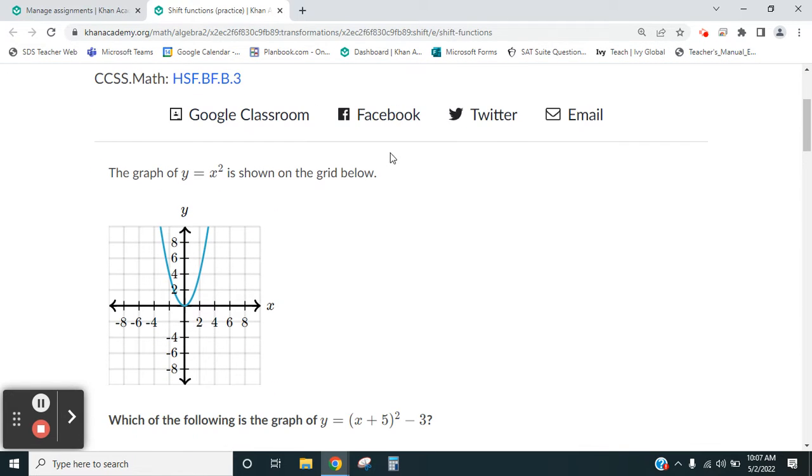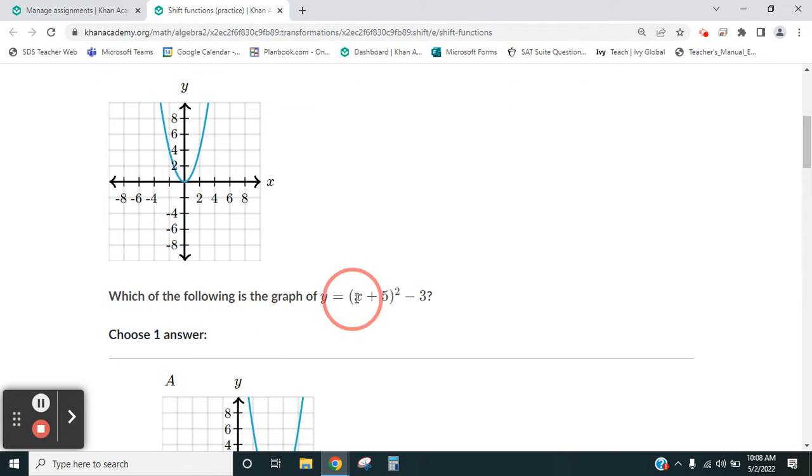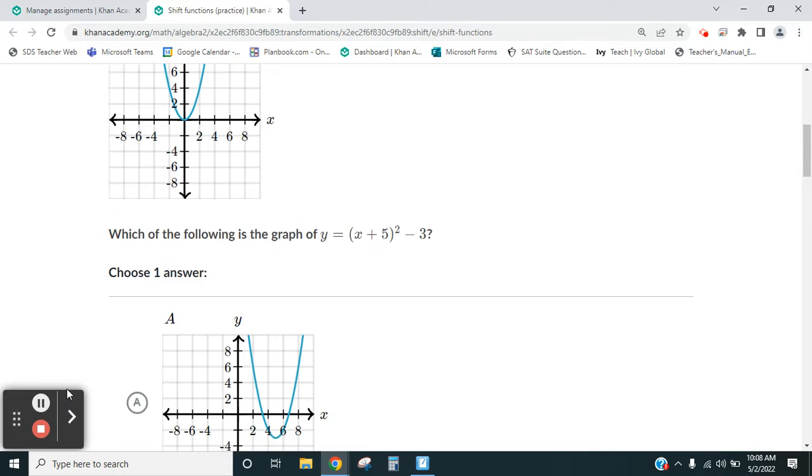All right, so here's the graph of x squared, and here's a different function. The question is, which of the following is this graph? Now, a lot of you have done this assignment already, maybe a couple times, maybe just missed a couple things. So I'm going to assume that you realize a couple things.